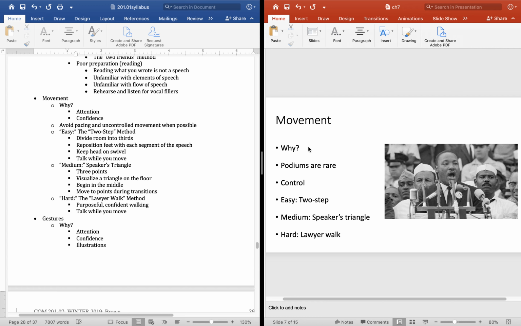So let's talk about this. I've broken these up into 3 categories: easy, medium, or hard. So it's sort of like a video game. Which level do you want to play on? If you like to do easy, you could do what I call the 2-step method. The 2-step method is just what it sounds like.